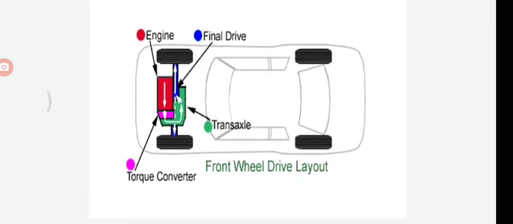This is the front wheel drive layout. What is meant by front wheel drive? From the engine, the drive passes only to the front wheels. In this diagram we can see that from the engine, the front wheels directly start running. So the speed of the engine goes directly to the front wheels. This is the engine part, and we can see the final drive, transaxle and torque converter. This is the front wheel drive.